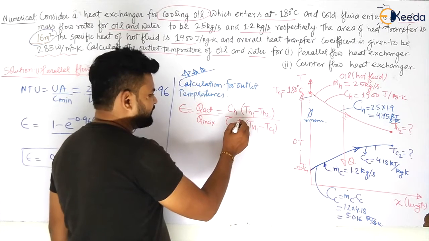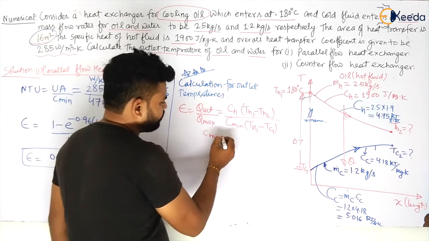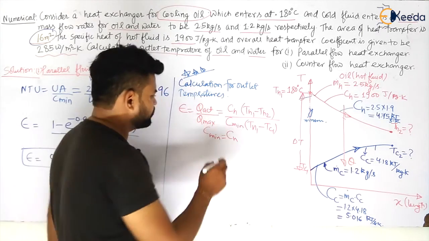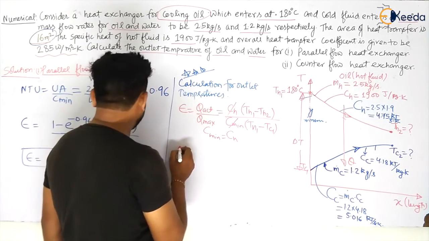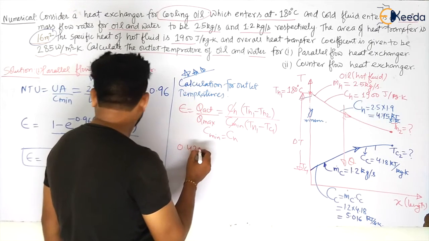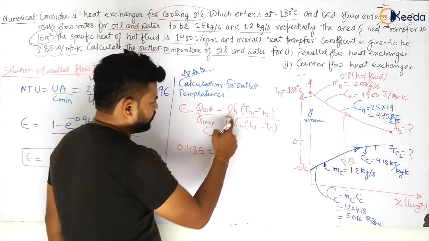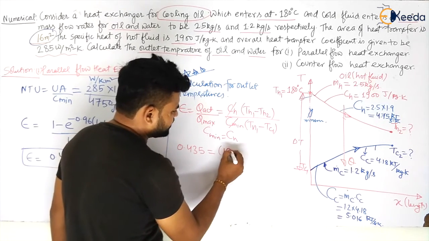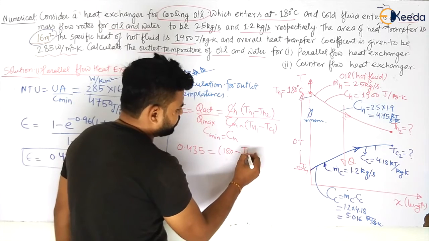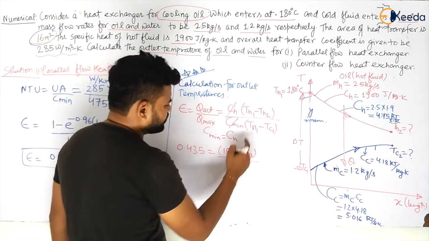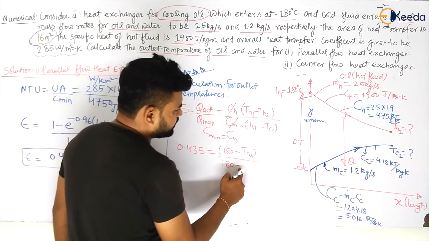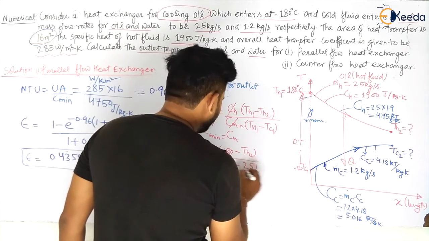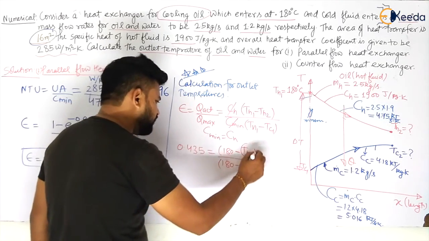So C minimum is equal to what? The heat capacity of the hot fluid, my dear students. So this will be cancelled out. So effectiveness, we know, is 0.435 is equal to TH1, which they have given as 180 degrees Celsius, minus TH2, which we have to calculate, divided by TH1, which is 180, minus TC1, which they have given to be 25. So we can have the value of TH2 now.